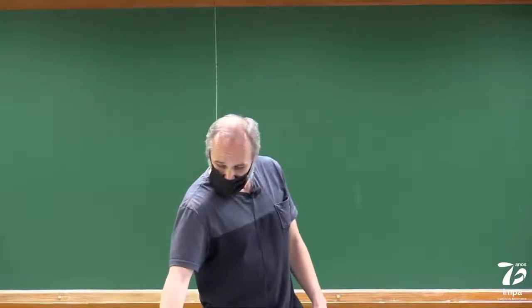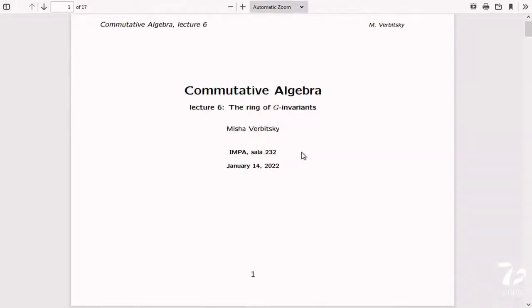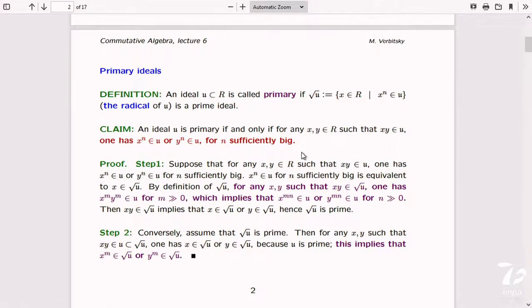But before that, let me give you another proof of the theorem of Lasker and Noether about primary ideals. Last time I tried to do a geometric proof, but in fact the algebraic proof seems to be simpler. At least the last time the proof had gaps. Okay, so let me remind you the subject, the definition.